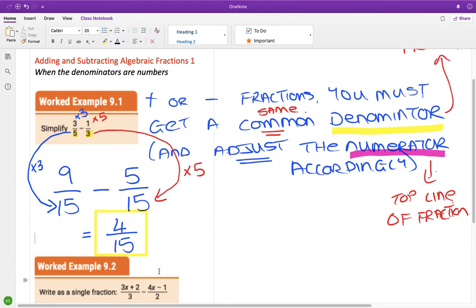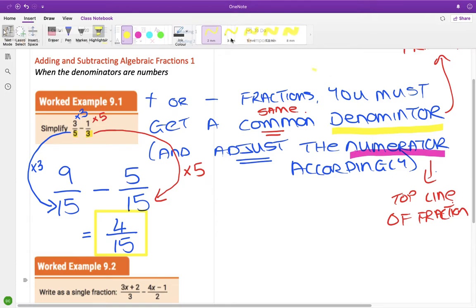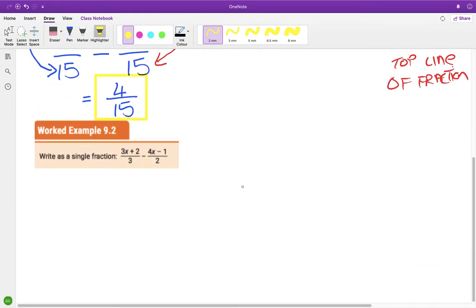Now, a question like that, if for any reason it was on your paper, you could do in your calculator, but you need to be able to do the maths to do the algebraic version because they can't go to your calculator. So make sure you understand everything I did there because I'm now going to apply it to this. It is subtraction, you can see that here, and I do not have common denominators. I have a 3 and a 2.